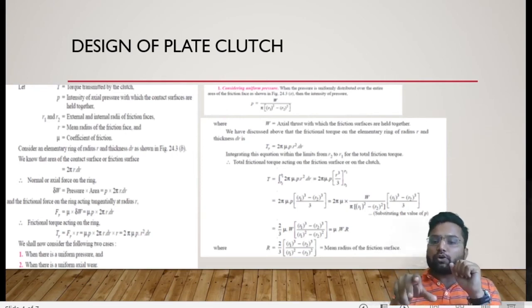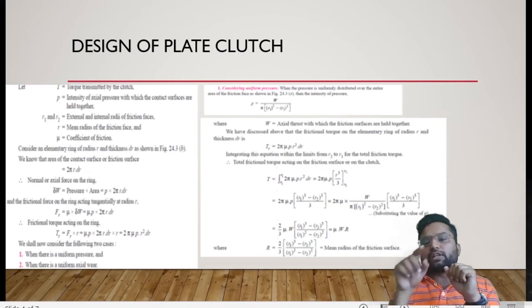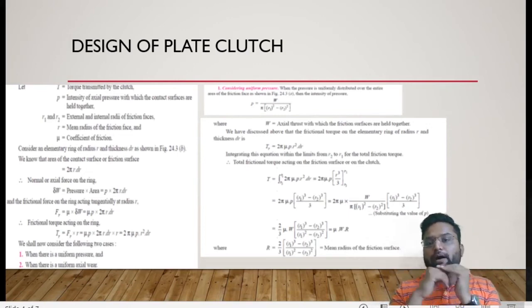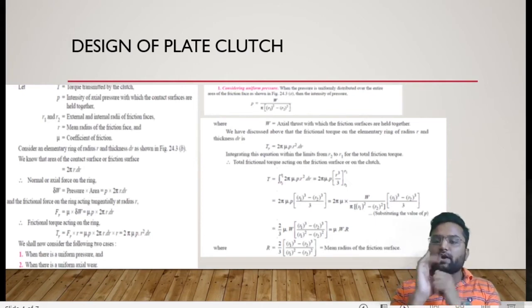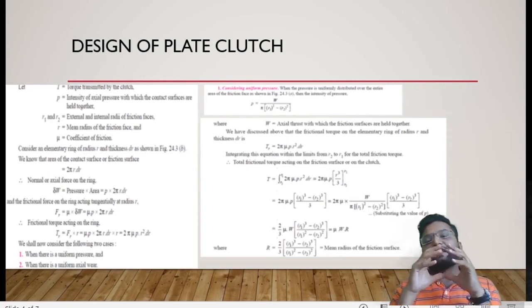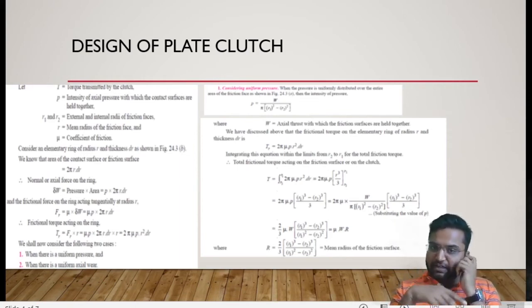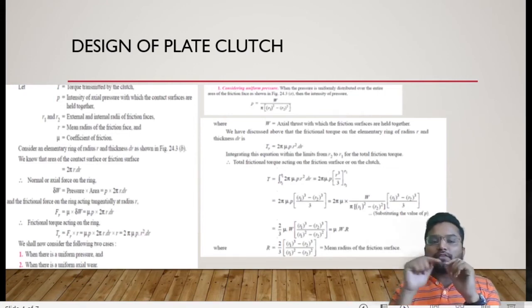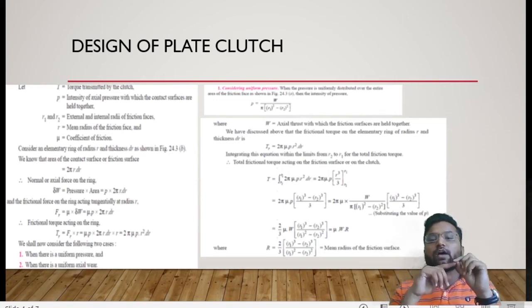Clear? And if you want to convert that in terms of load, then we have to convert that pressure in terms of load, which will be reflected as 2 pi mu W upon pi into R1 square minus R2 square, multiplied with R1 cube minus R2 cube divided by 3. So ultimately the final equation in terms of load will be 2 by 3 mu W into R1 cube minus R2 cube divided by R1 square minus R2 square.